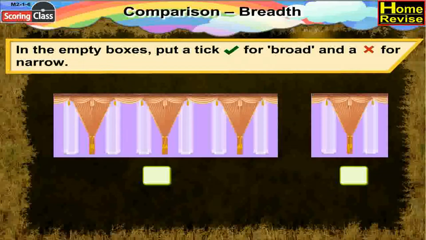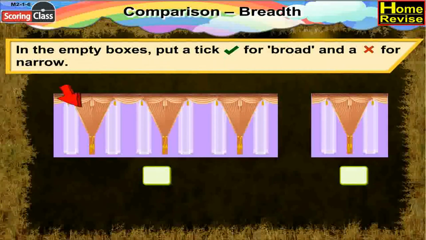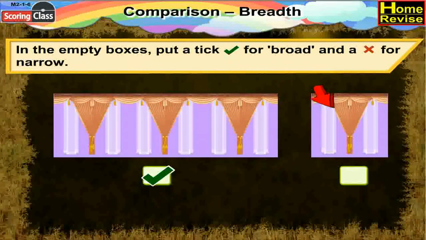Well, in the second picture, can you see window with curtains? First window, you're right, is broad, so put a tick for it. Second window is narrow, so we will put a cross for it.